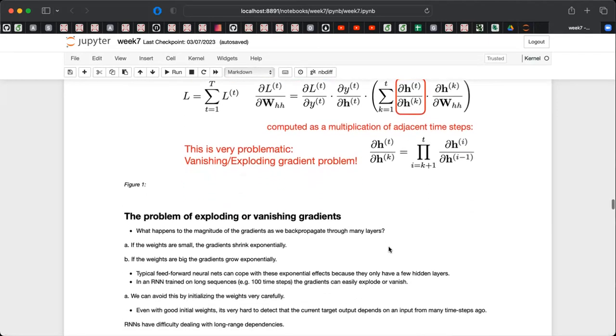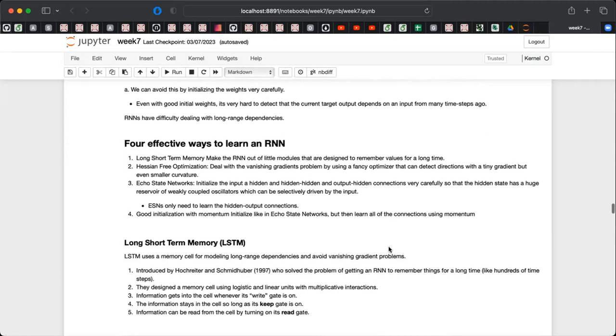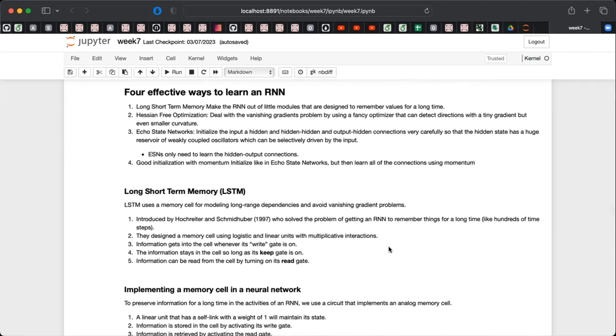Now, this method is, as we said, very memory requiring. So one of the ways to circumvent this is to have this kind of gated units.